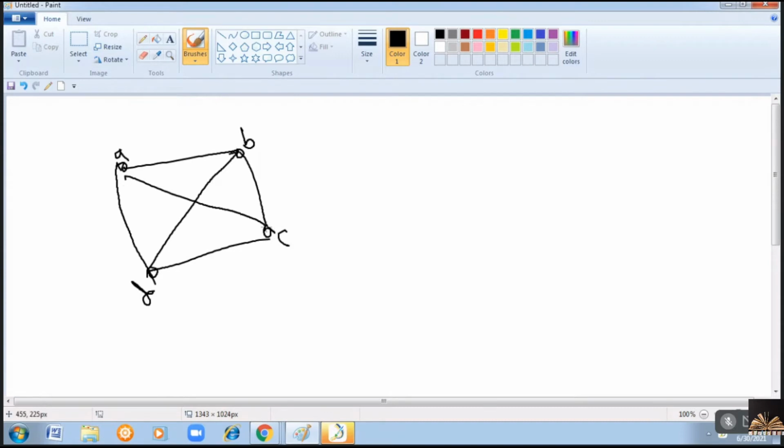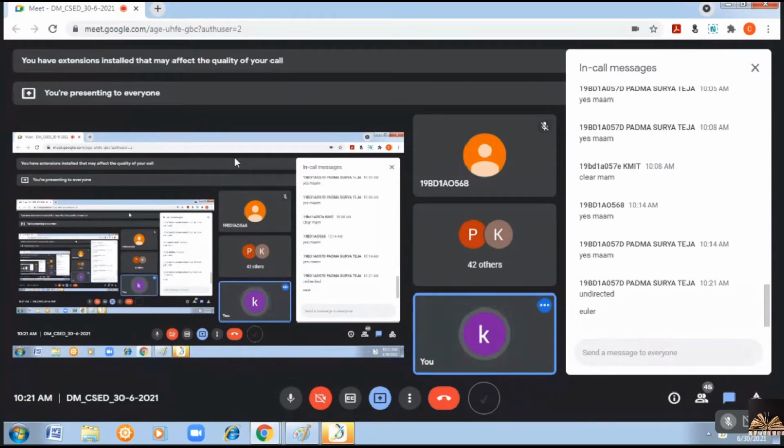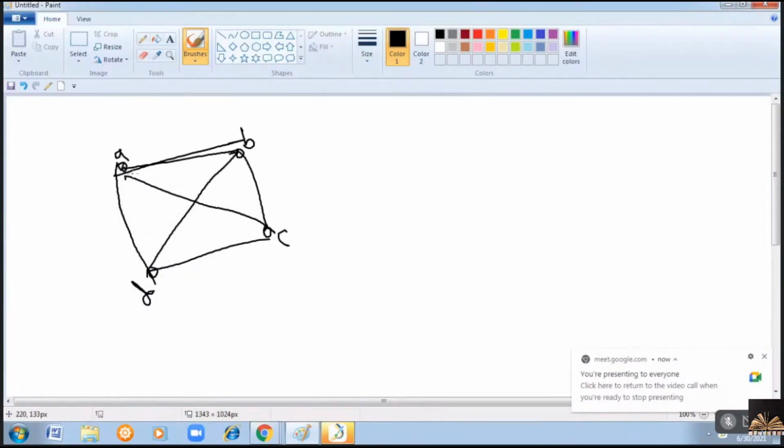So what type of graph is it? Undirected. Okay, I did tell you the types of graphs: regular graph, complete graph, null graph, bipartite graph. What type is it? Yes, it is a complete graph. From A to B, A to C, A to D, B to C, B to D, C to D. Between every pair of vertices there exists a path. So it is a complete graph.